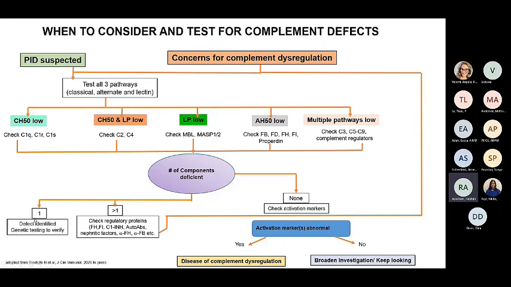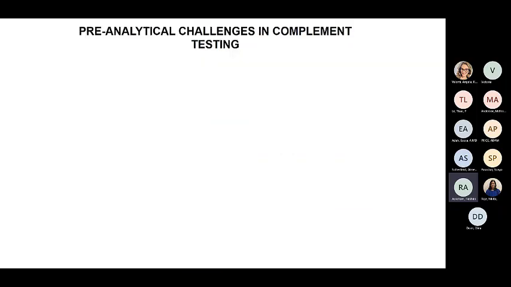I don't have much time to walk you through this pathway, but I've tried to create it in a way which is pretty self-explanatory. We've got these three major pathways, the classical, the alternate, and the lectin pathway. And so it gives you a guideline of how to check what, when, under what circumstances. So I won't dwell on this unless somebody has some questions.